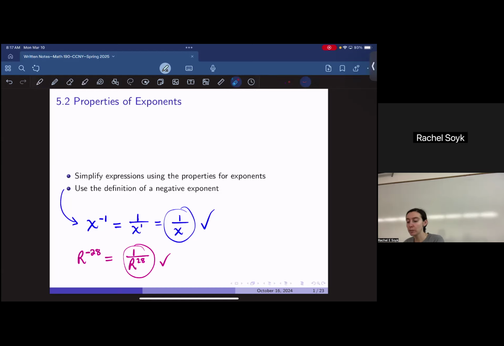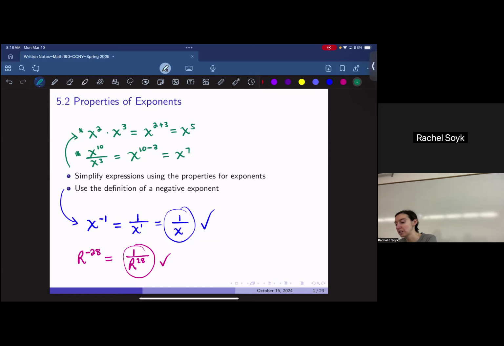Whereas that first bullet point, simplifying using properties of exponents, we're going to learn the rules. When you multiply numbers that contain the same base, you simply add the exponents. So x to the second times x to the third gives you x to the 2 plus 3, which is x to the fifth. When you divide numbers that have the same base, you simply subtract the exponents. So for example, x to the 10th divided by x to the third is the same as x to the 10th minus 3, which is just x to the 7th.